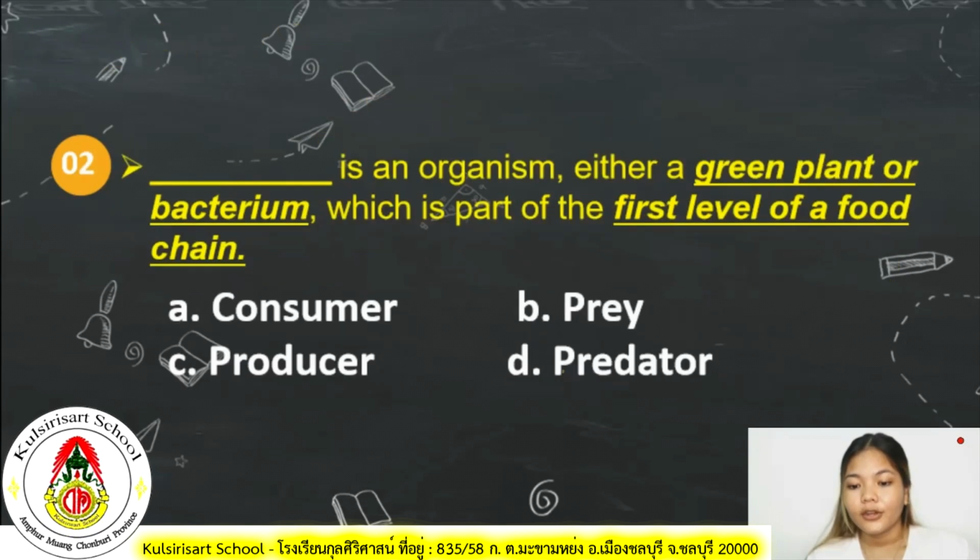For number 2, blank is an organism, either a green plant or bacterium, which is part of the first level of a food chain.